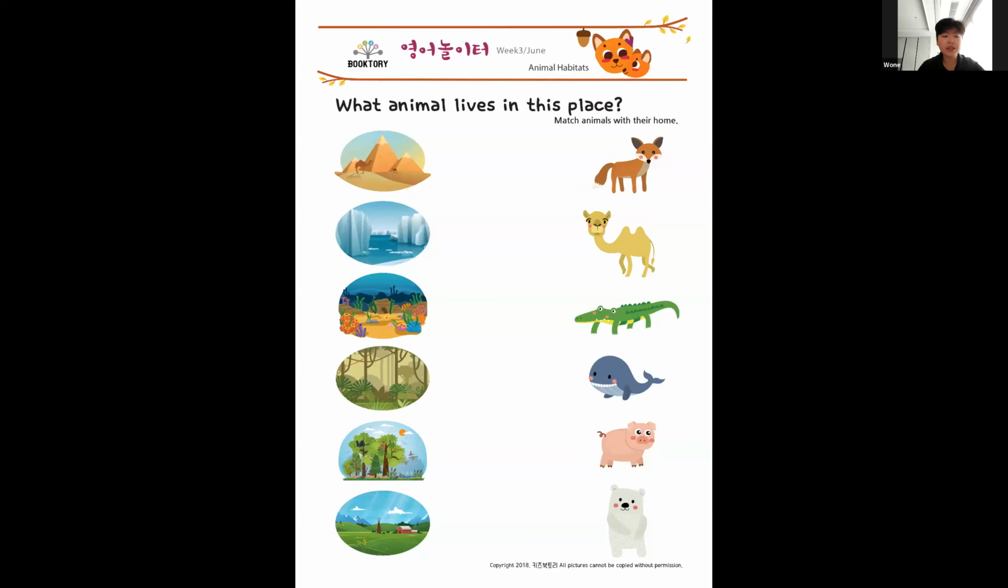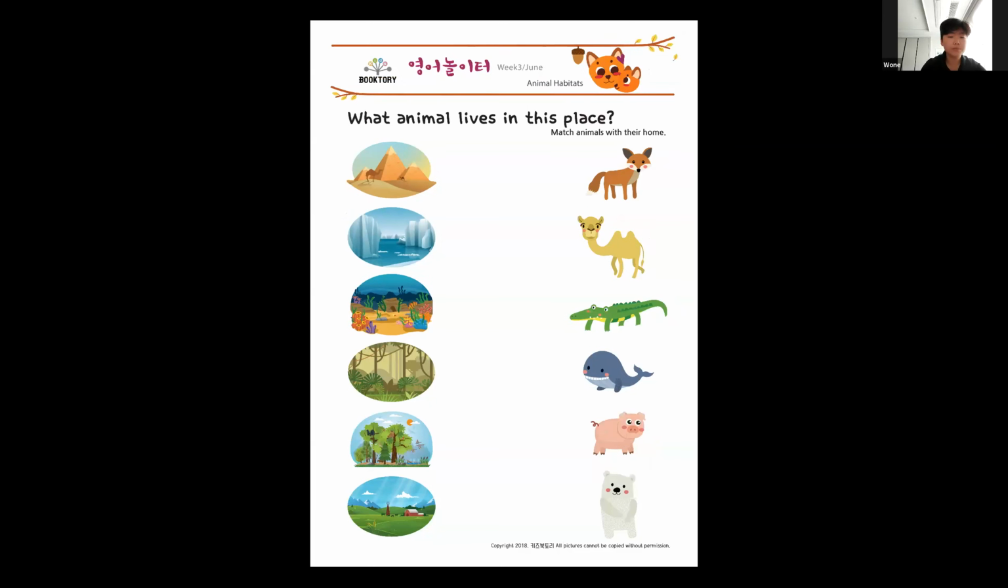So we're going to match the animals with their home. So what animal lives in this place? The first one. Which habitat is that? That is the desert, right? So what animal lives in the desert? The camel. Very good. Camel lives in the desert.